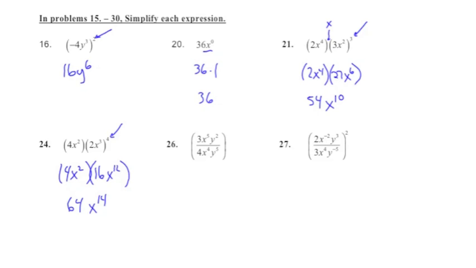Okay, question 26. I'm asked just to simplify this fraction here. So all I want to do is look for common factors. So I would start with my coefficients. 3 and 4, there aren't any common factors in 3 and 4. So those are going to remain the same.